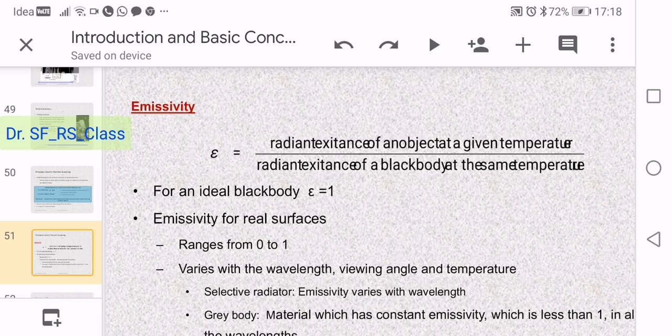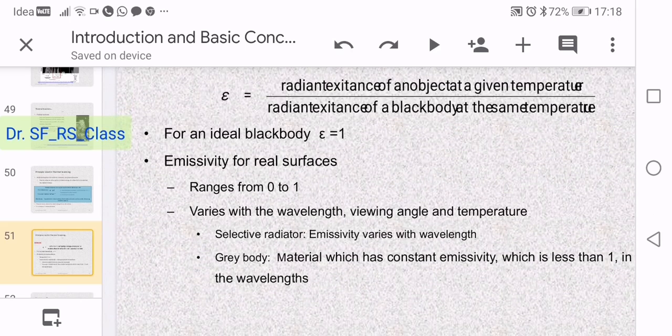So for an ideal black body, emissivity is 1, and the emissivity of real objects will range between 0 and 1. For real surfaces, emissivity varies with the wavelength. For selective radiators, emissivity varies with wavelength.